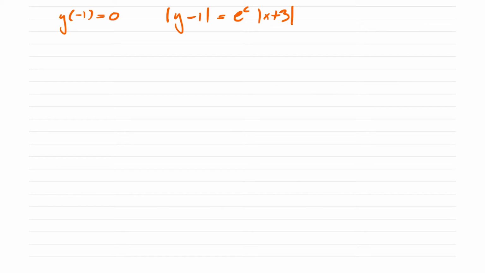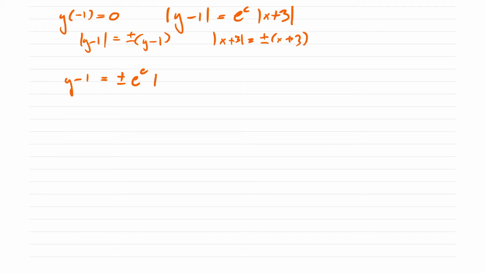Okay, we have the absolute values, and we really want to get rid of them. So what I'm going to do is keep in mind that absolute value of y minus 1 is equal to, say, plus or minus y minus 1, and absolute value of x plus 3 is equal to plus or minus x plus 3. So what I can do then is write this as y minus 1 is equal to, say, plus or minus e to the c times x plus 3.